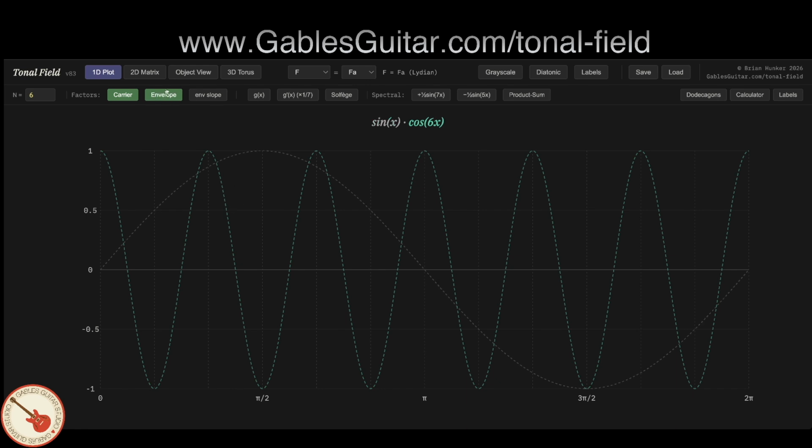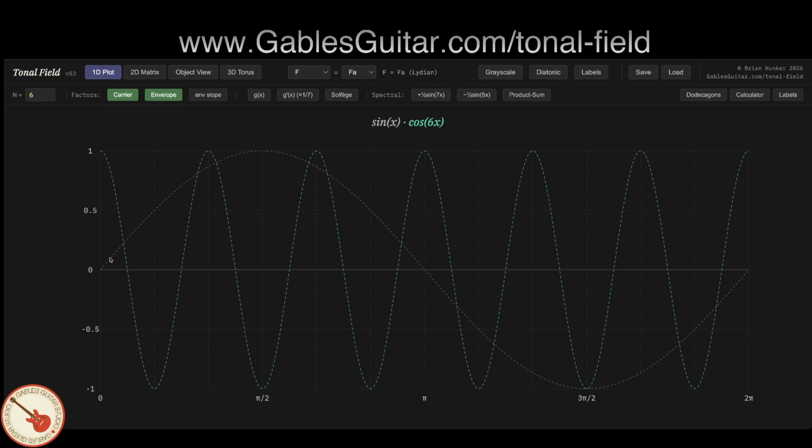So I'm going to switch on the envelope, sine x. Sine x is just a single sine wave, the quadrature partner of the cosine wave, but at the frequency of 1 cycle per 2 pi period. So what's going to happen here is these two waves are going to multiply. That's how waves interact when they occupy the same space. They multiply. And if we look at the plot, we can tell what's going to happen along the way.